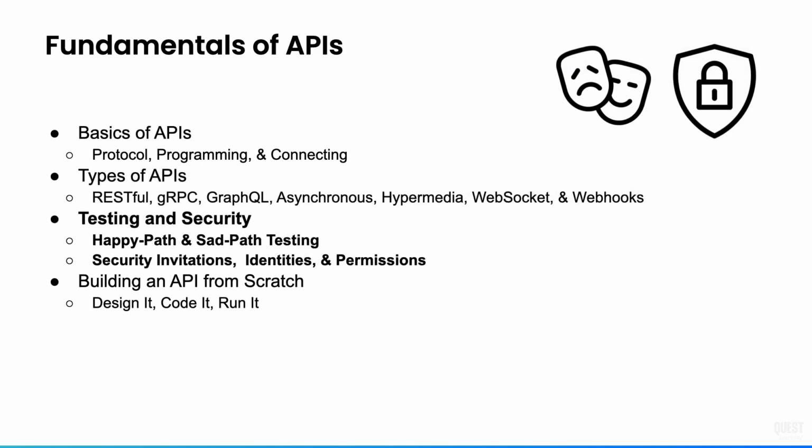We'll also talk about testing and security, so we'll focus on both happy path and sad path testing. We want to test the 200 OK as well as the 400 not OK situations. We'll also focus on security in the form of invitations, identities, and permissions, API keys, authentication, and authorization.